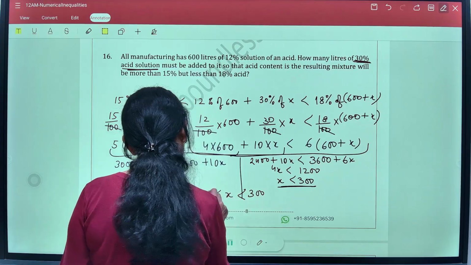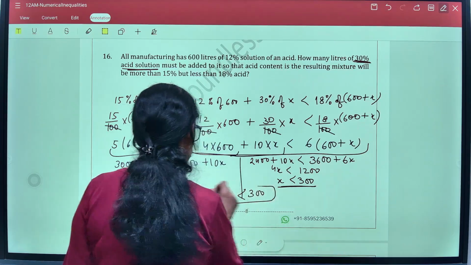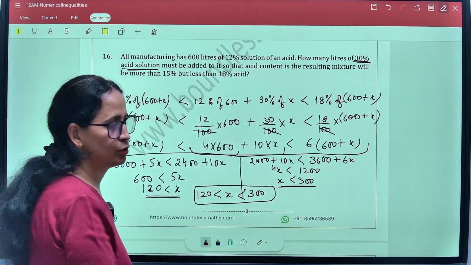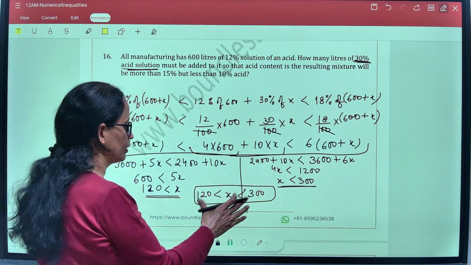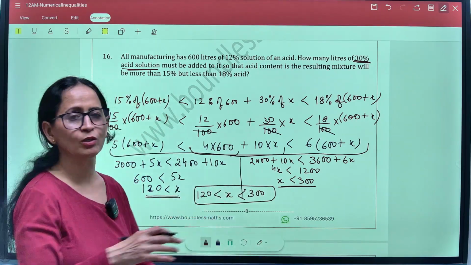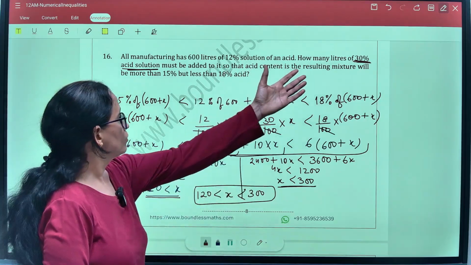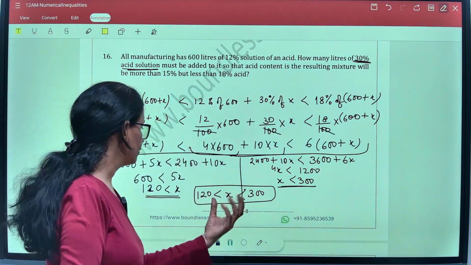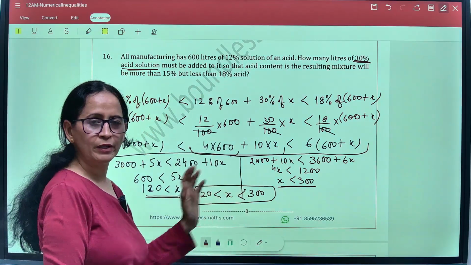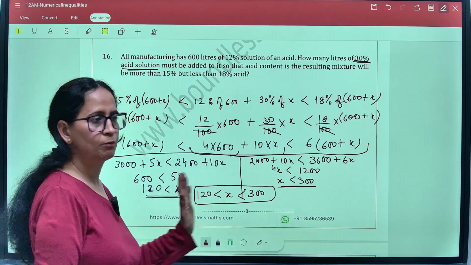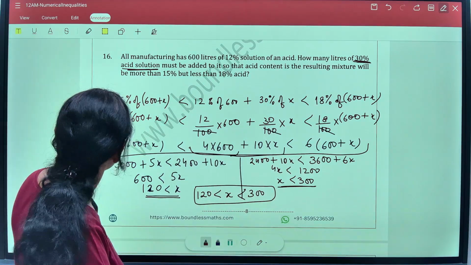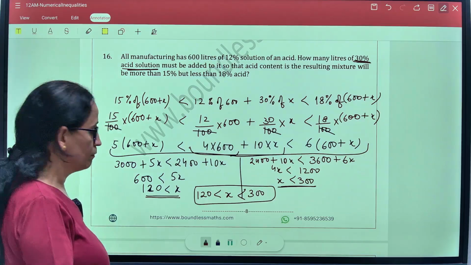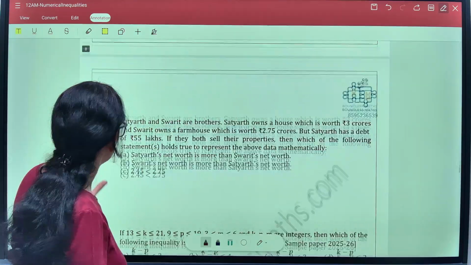So you need to add at least 120 liters of that 30% solution, and maximum you can add 300, just less than 300. So the range is between, you write the answer statement as the 30% solution to be added can be in the range 120 liter to 300 liter, or more than 120 liter and less than 300 liters, because there is no equal to here, right? Okay, so let's move to the next question.